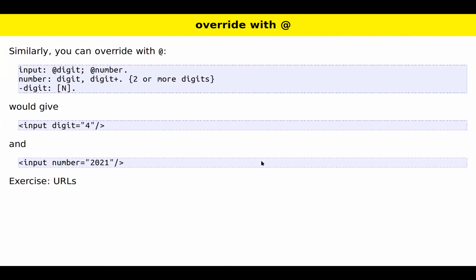And similarly, you can overrule it to make it into an attribute. So if I said my input is @digit or @number, then that overrides the default representation of numbers and digits, so that I get input with an attribute digit equals 4 and input with an attribute number equals. The next one is a big exercise, so I'll skip that now because we've got 5 more minutes, and I'll just finish the elements here.